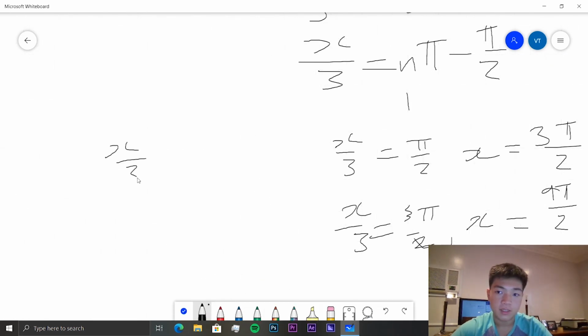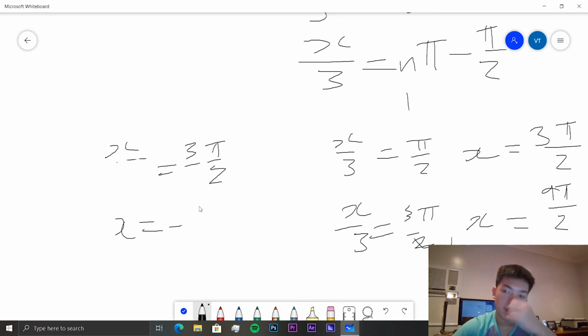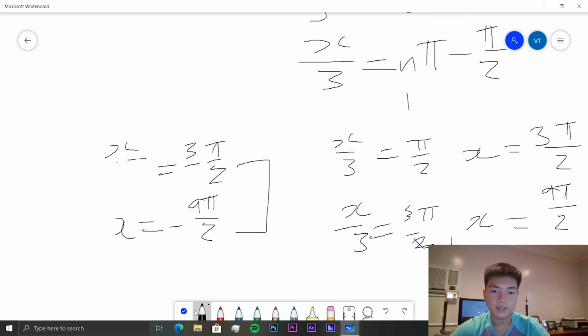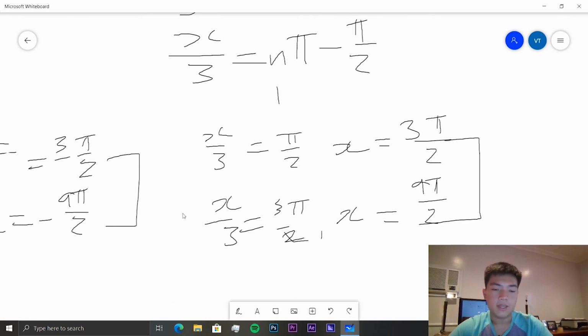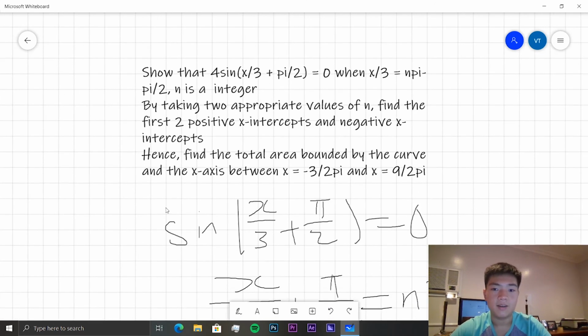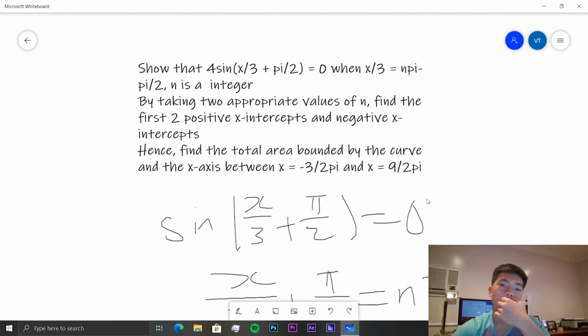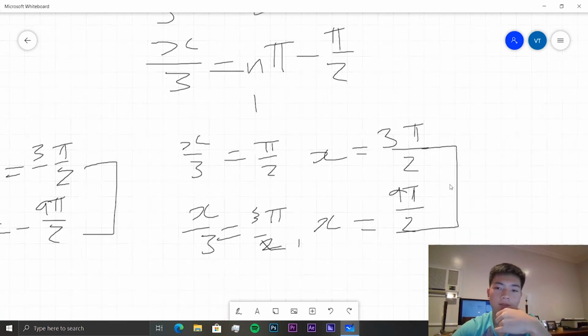And the first two negative intercepts should be x over 3 is equal to negative pi over 2. So x is equal to negative 3 pi over 2. And x is equal to negative 9 pi over 2. So these are the first two negative x-intercepts, and these are the first two positive x-intercepts. So hence, we need to find the area bounded by the curve and the x-axis between negative 3 over 2 pi and 9 over 2 pi.